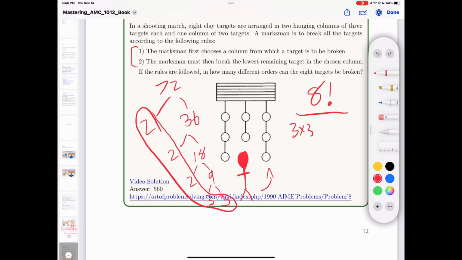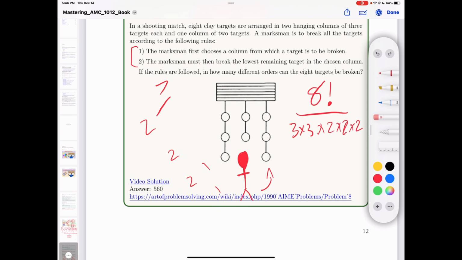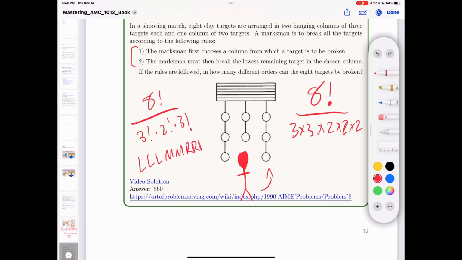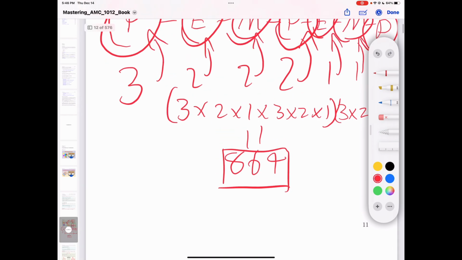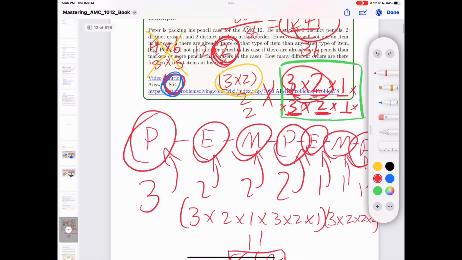Alright, let me fix this for a second. I just won't use the colors, I'll just speed this up. So 8 factorial over 3 factorial, 2 factorial, 3 factorial: left, left, left, middle, middle, right, right, right. Thinking about this, I want to see if we can do something about this problem.